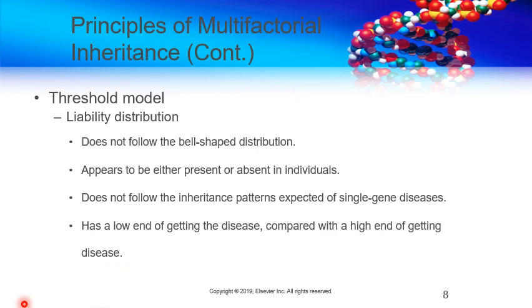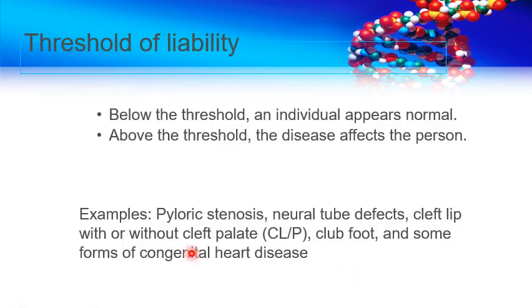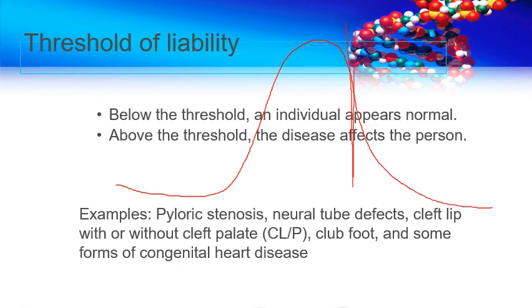That's not a scientific explanation. And this will play out much better on the next slide that has the picture. But below this certain threshold, the patient appears normal. And then when they get above the threshold, this is our bell curve, and say this is our threshold. So everybody from here back appears normal. And then from here up, the patient would have the disease. Now, the book gives you the example of pyloric stenosis, neural tube defects, clubfoot, some forms of congenital heart disease.